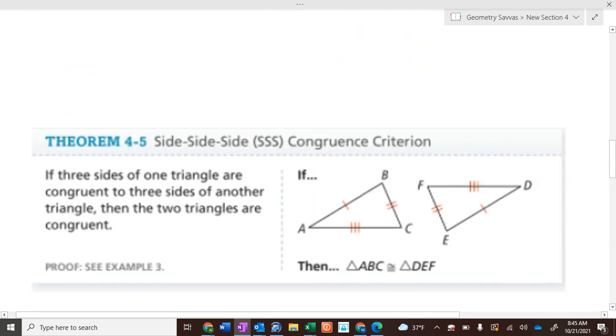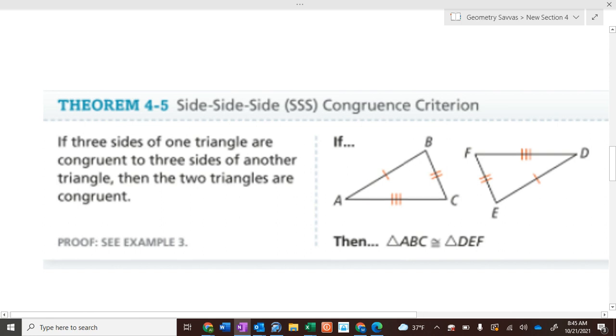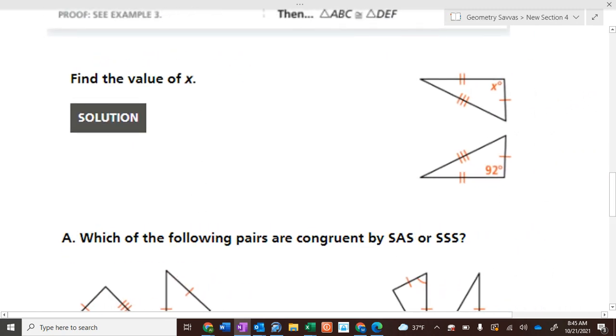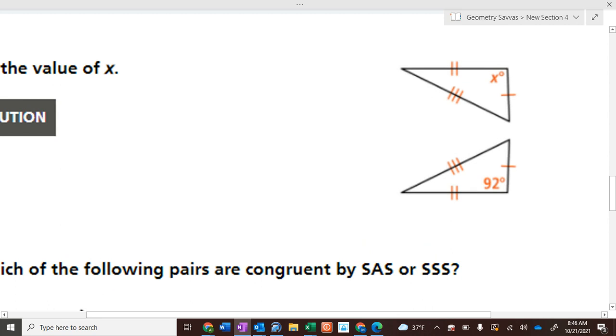Besides side, angle, side, there's also side, side, side. If all three sides of one triangle are congruent to all three sides of another triangle, then the triangles are congruent. We don't need to know anything about any of the angles. Okay? If three sides are congruent to three sides, then the triangles are congruent. Then angle A is congruent to angle D. Angle B is congruent to angle E. And angle C is congruent to angle F. Okay? By CPCTC. Okay. So if the three sides are congruent here, how big is angle X going to be?